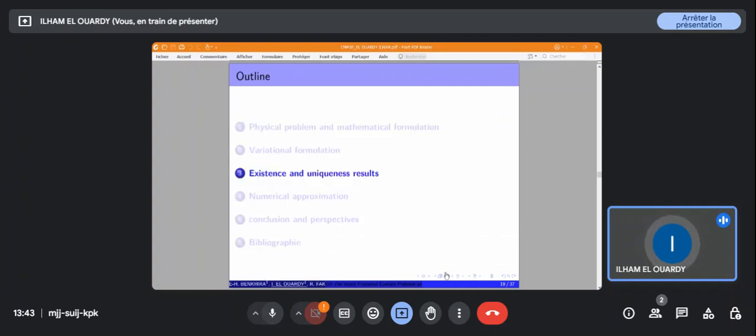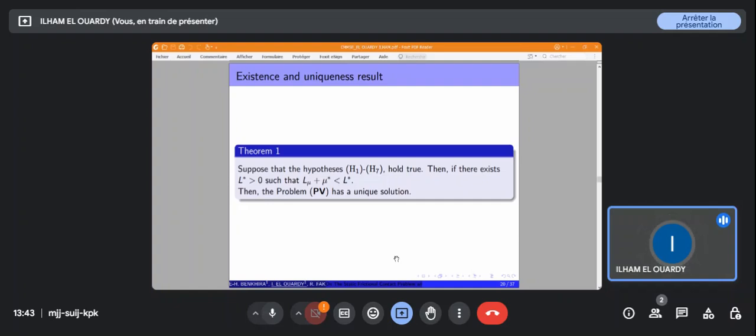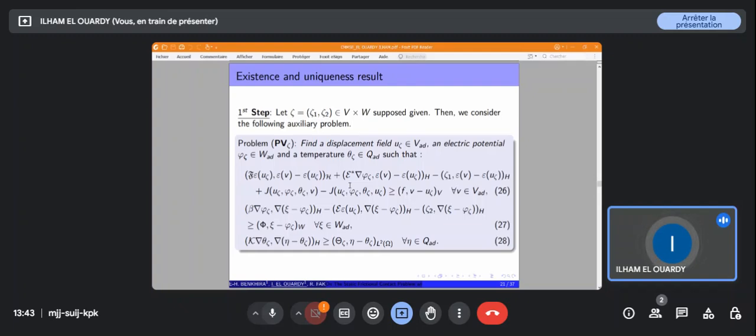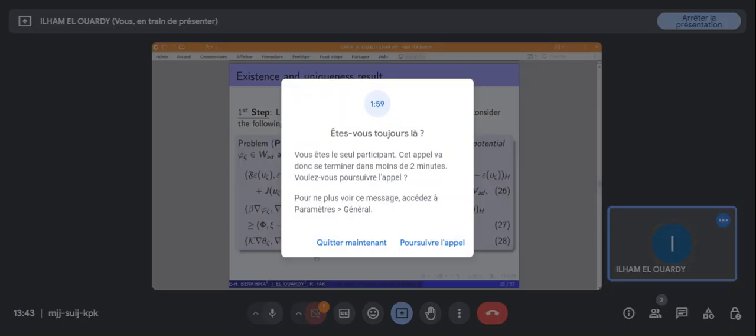Then our main result is stated as follows. Suppose that the following assumptions hold. Then if there exists L star strictly positive such that the following inequality holds, then the variational problem has a unique solution. The proof of this theorem is classical, and it is based on the argument of elliptic quasi-variational inequality and the Banach fixed point, and it will be conducted in several steps.